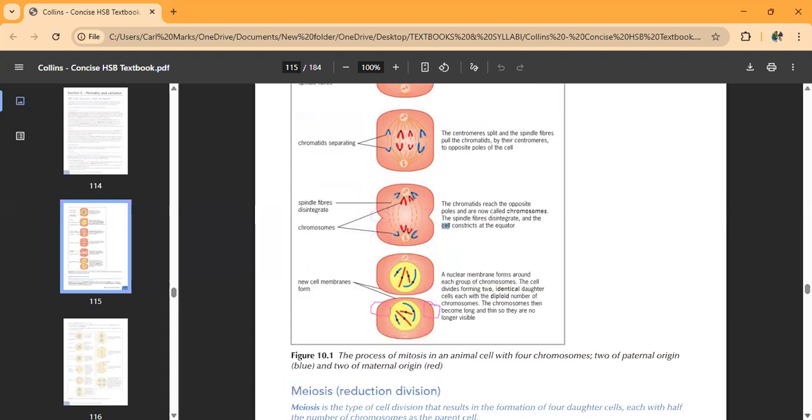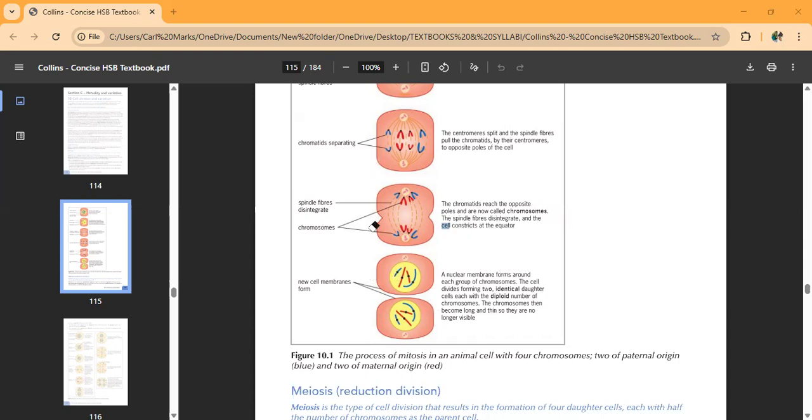And remember, we have now got chromosomes when these things are formed here, right? And the daughter cells are identical to the parent cell. They have the same number of chromosomes. So the parent cell definitely has 23 pairs of chromosomes. These daughter cells will have 23 pairs of chromosomes also, right?